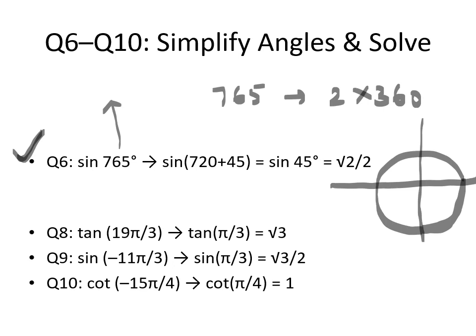The first one, question number 6, sine 765 is given. 765 is 2 times 360, so 720 is completed, and the least one left is 45 degrees. Therefore, sine 765 will be equal to sine 720 plus 45, because 2 rounds have been done.